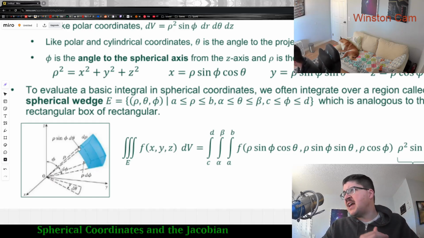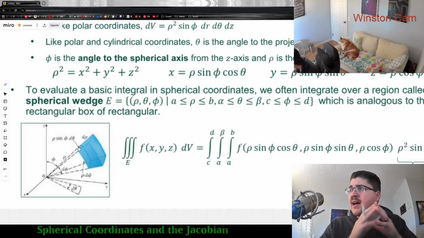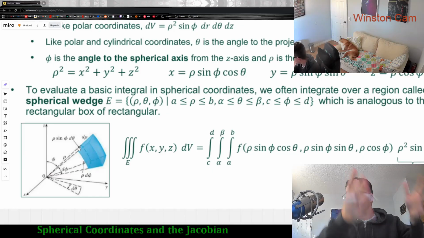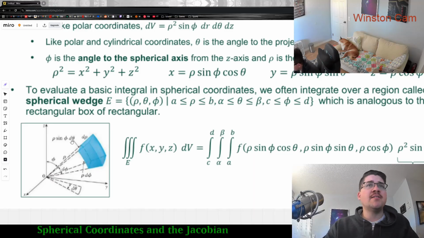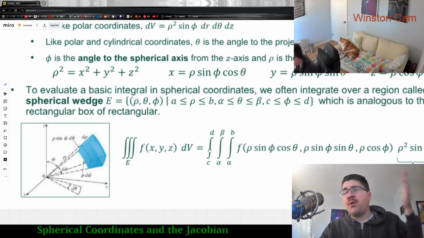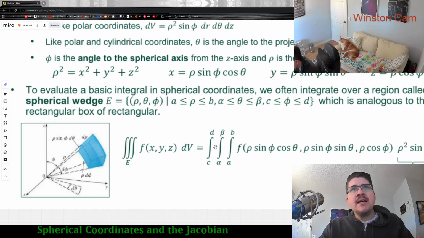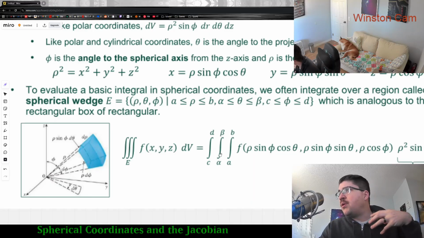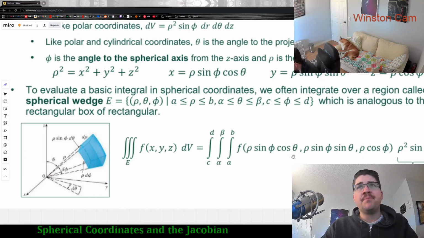And again, this is very analogous to a box in a triple integral for x, y, z, where we're just taking a literal box. Here, this is like our spherical version of a box. And all of our boundaries of integration will be constants. And like we've explored with polar, cylindrical, and even rectangular coordinates, we can also put functions into these bounds, which we'll get to in a future example.